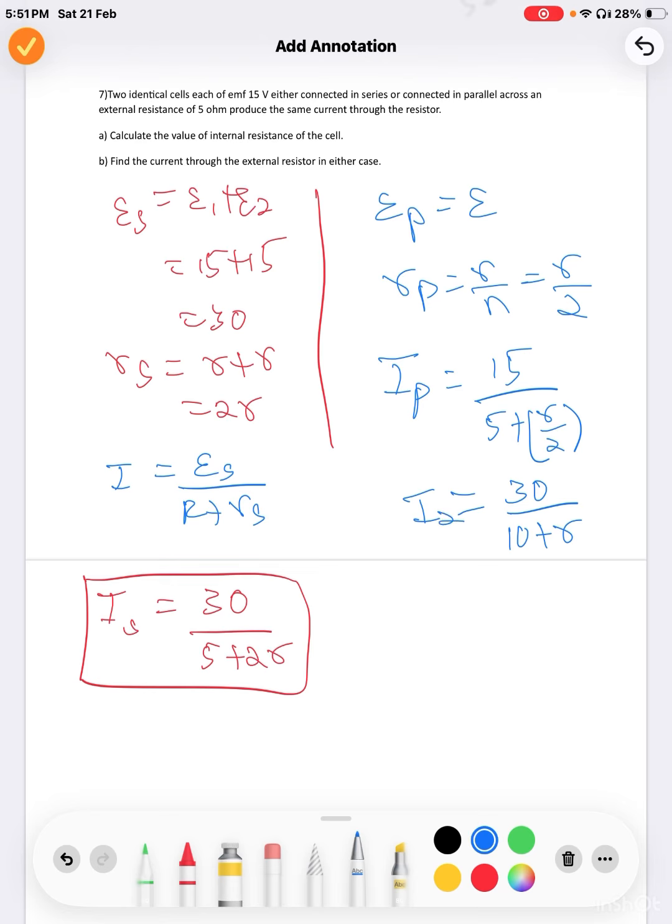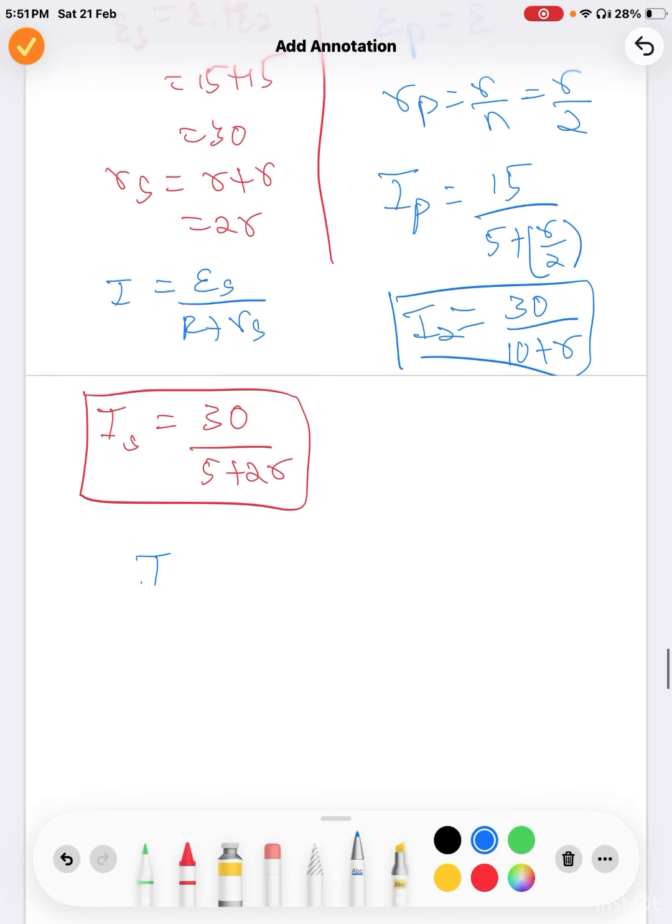So this is IP. One thing is clearly given: it produces the same current. It may be in parallel combination, it may be in series combination, in both the cases the current will remain the same. That is what the data is given in the question. So we can write clearly here IS equal to IP, because current in the series combination is exactly equal to parallel combination.